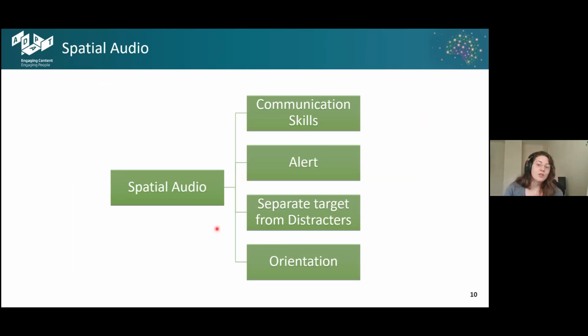Okay, so when we're talking about spatial audio, it's mainly used for communication skills and to alert people. Let's say you hear something cracking on the floor, you're going to look, it's going to get your attention. And also to separate target from distractors. This is related also to communication skills, because, for example, when you're trying to learn a language, you're trying to learn the phonemes, and you need to be able to discriminate the different phonemes, because phonemes from Chinese are different from French or English, and so on.